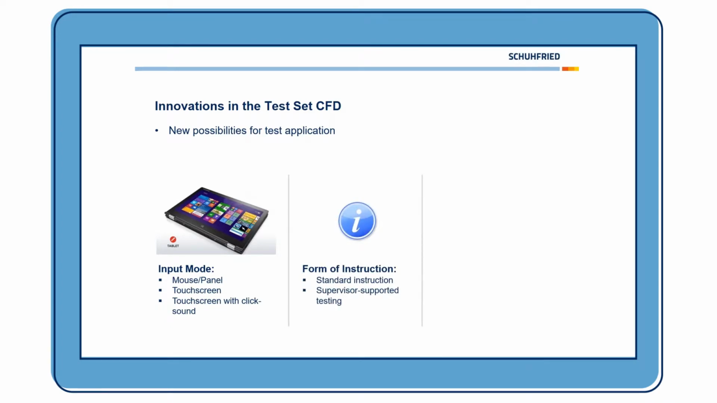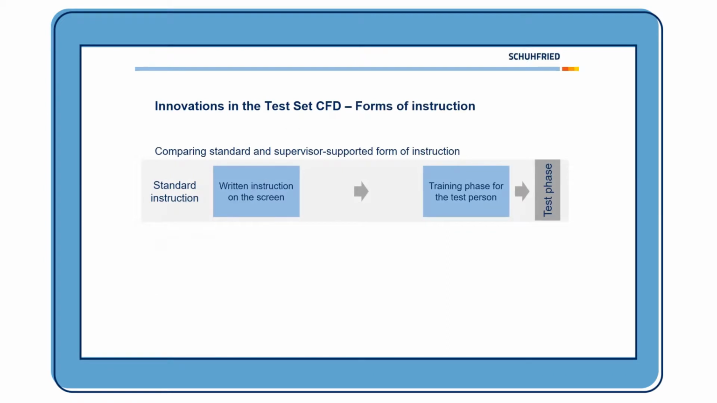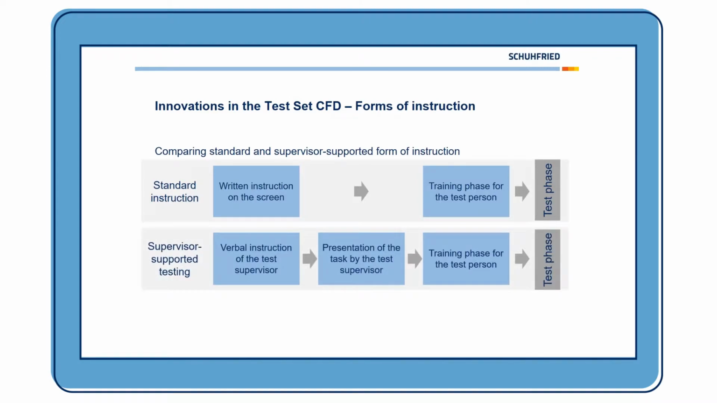We have different kinds of instructions, standard instruction and supervised supported testing. So let's look at the difference of both. The standard instructions are like in nearly every psychometric test. You have some written instructions on the screen, then there's a training phase for the test person, then there's the test phase. In the supervisor supported testing, the test supervisor gives the verbal instructions, which are standardized as well, in the beginning. Then the supervisor can present the task on his or her own to the client, and then there's the training phase for the test person and the test phase.